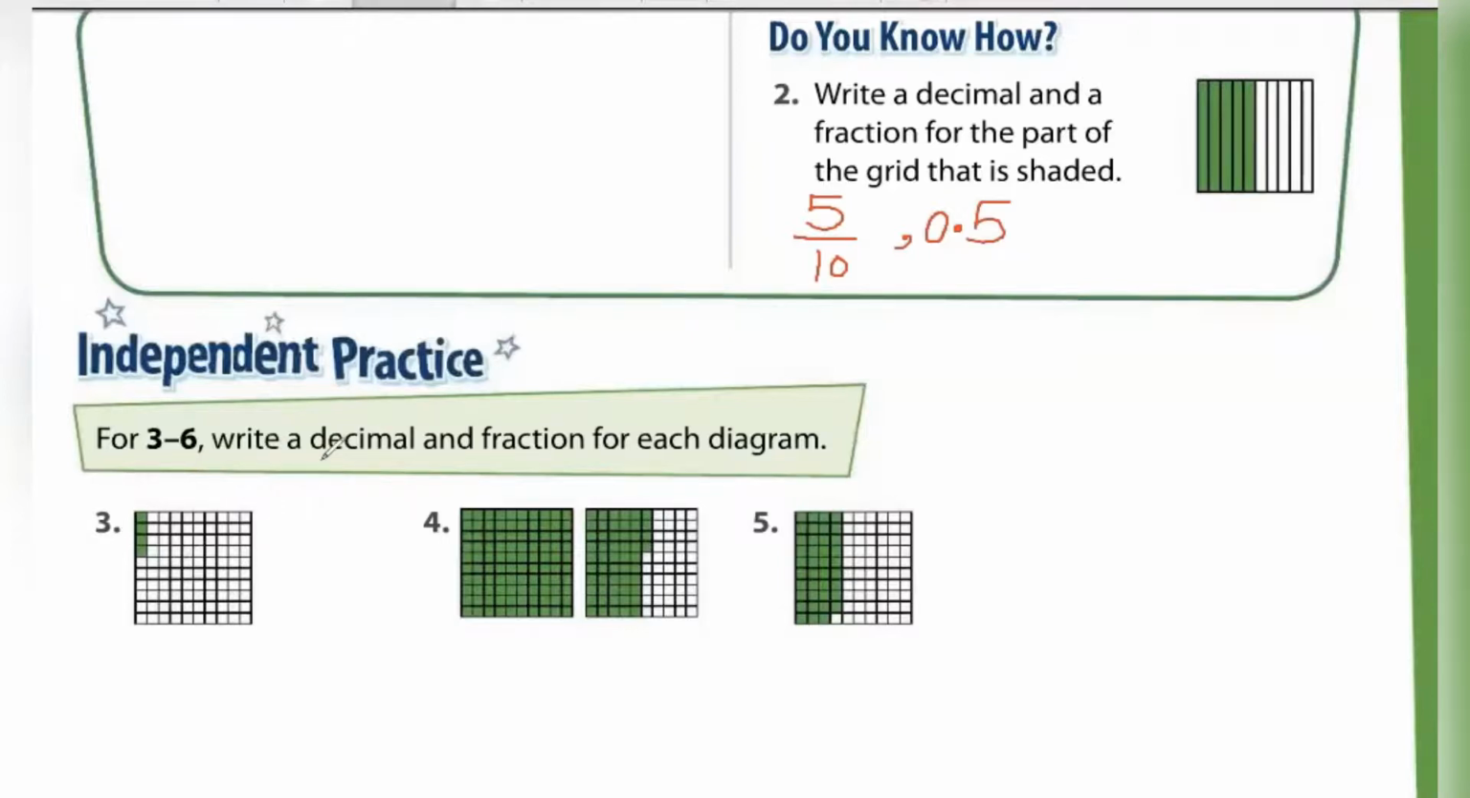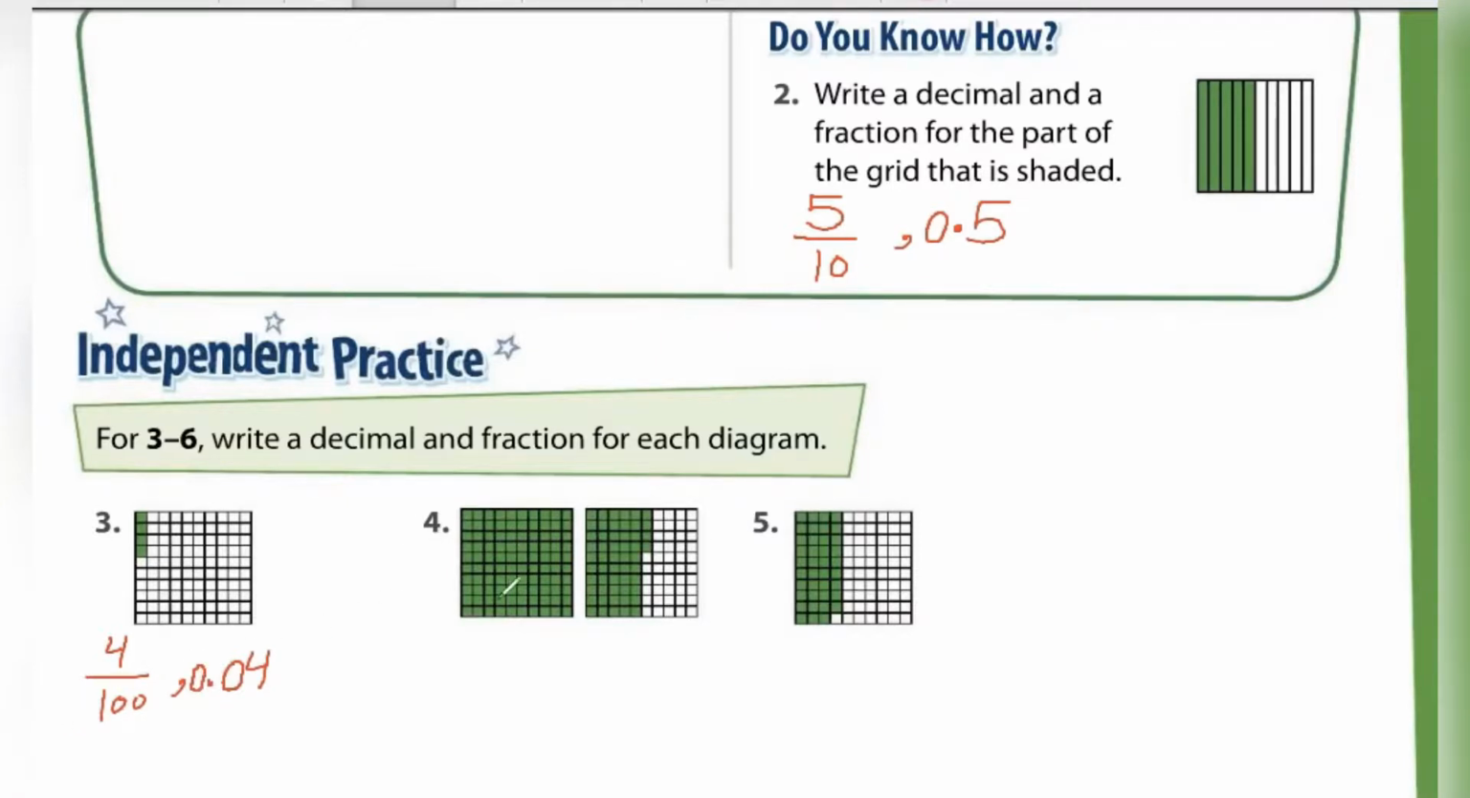Number 3, write a decimal and a fraction for each diagram. How many shaded parts? 1, 2, 3, 4. I will write 4 out of the total number of parts, 100. How can I write it as a decimal? I will put 4. Count from the right; we have 2 zeros, so count 2 places. We only have a one-digit number, so count 1 and 2, and just put 0. After that, put the decimal point, and in the whole part, I will put another 0.